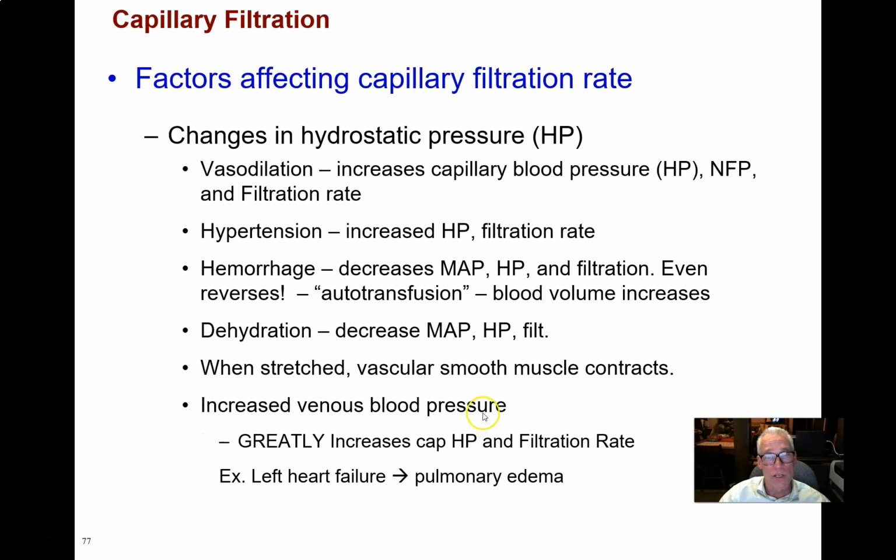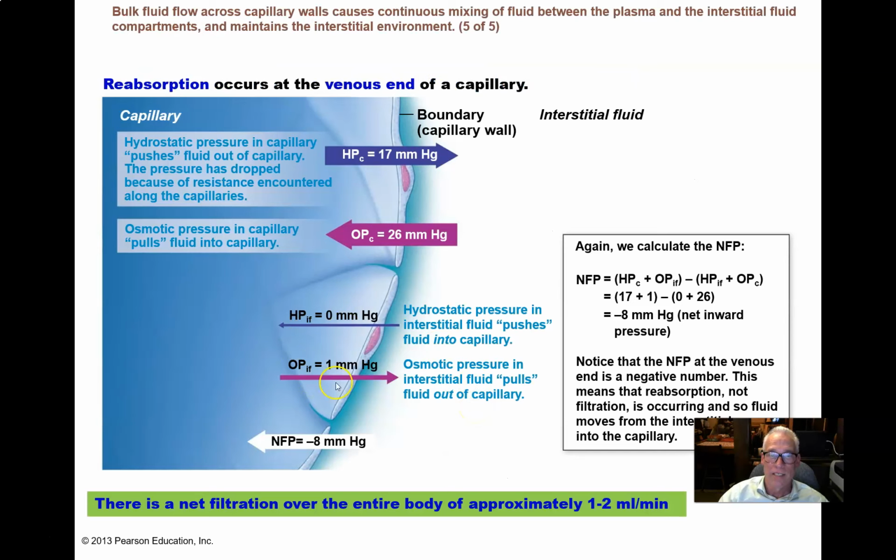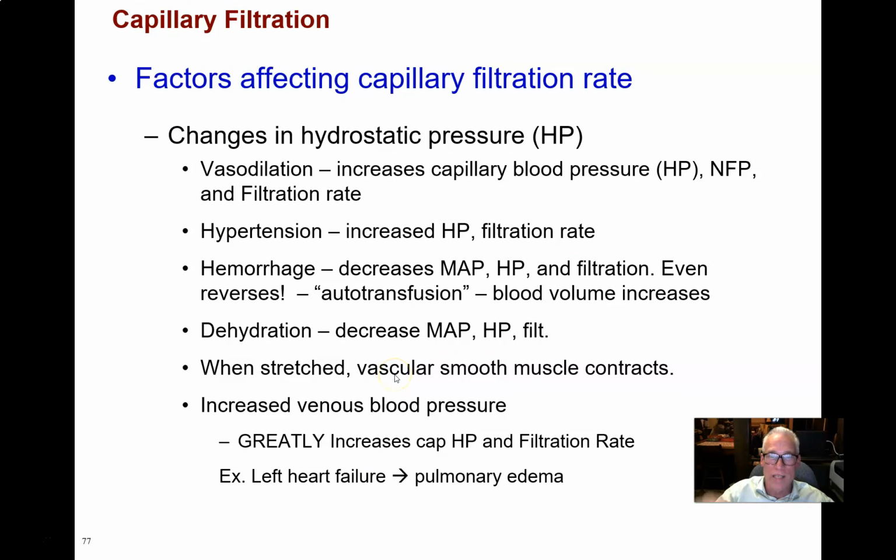What if the pressure in the veins goes up? Here's something I really want you to get, I know we've been talking for a long time. If the pressure in the veins goes up, on the venous end of things, where the blood's trying to get out from this capillary into the vein, if that pressure is higher, it's going to raise the pressure in the capillary because the blood can't get out until it sort of overcomes that venous pressure. That's going to cause a huge increase in capillary hydrostatic pressure and filtration rate. Way more than raising arterial or mean arterial pressure.